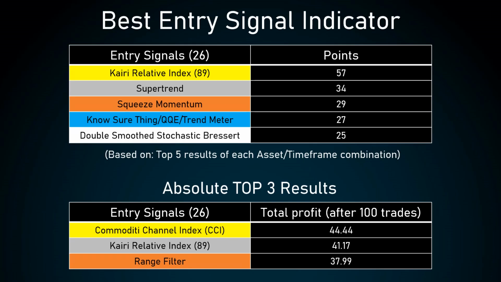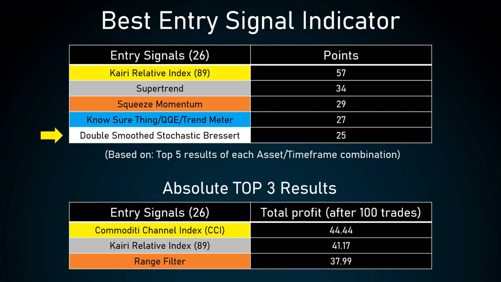According to the scoring system I just showed you, the best entry signal indicator is the 89 length relative index with 57 points. The second place winner is the SuperTrend with 34 points, and the third place winner is the squeeze momentum indicator with 29 points. The fourth place was taken by the No Sure Thing, the QQE Mod, and the Trend Meter with the same points, 27. And finally, the fifth place winner is the double smoothed stochastic with 25 points.